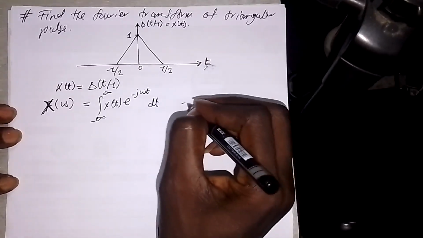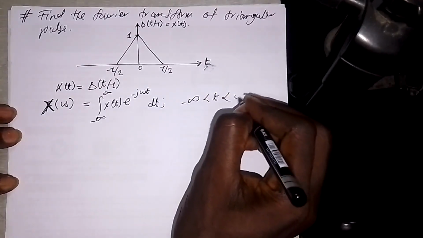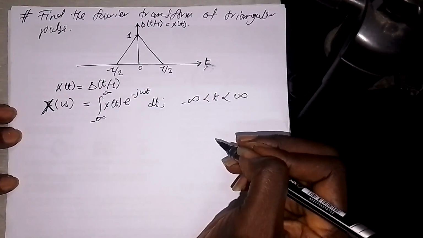Now if I am asked to find the Fourier transform, it is denoted by X of omega. The formula for X of omega is the integral from minus infinity to infinity of x of t times e to the power minus j omega t, dt. This is for the interval minus infinity to infinity.